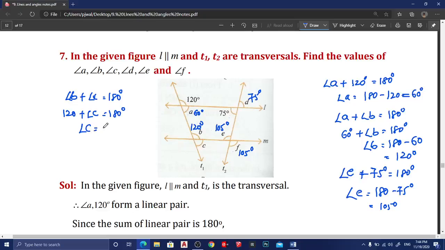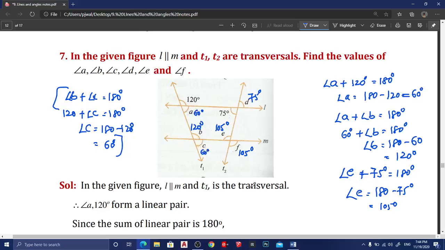Now angle C is equal to 180 minus 120, which is equal to 60 degrees. Otherwise, you can apply the corresponding angle property. Here angle A and angle C are corresponding to each other. Therefore, since A is equal to 60, C is also 60 degrees. Simply, you can do it by skipping this step. Directly you can write that angle A and angle C are corresponding angles to each other. Therefore, angle C is also 60 degrees.